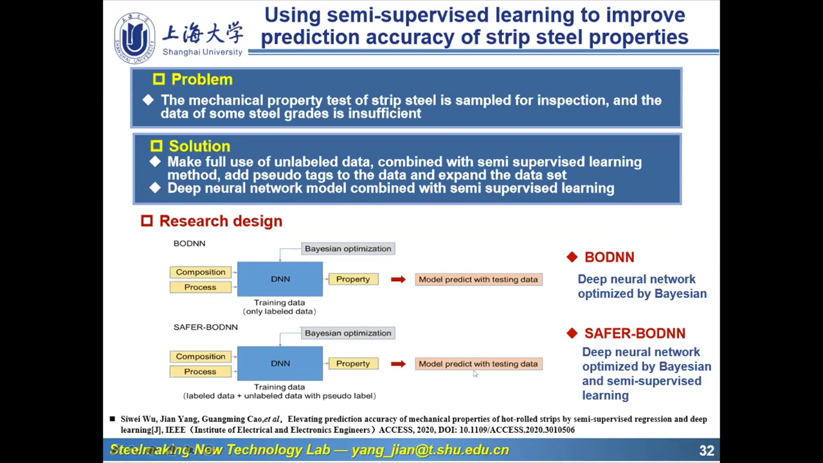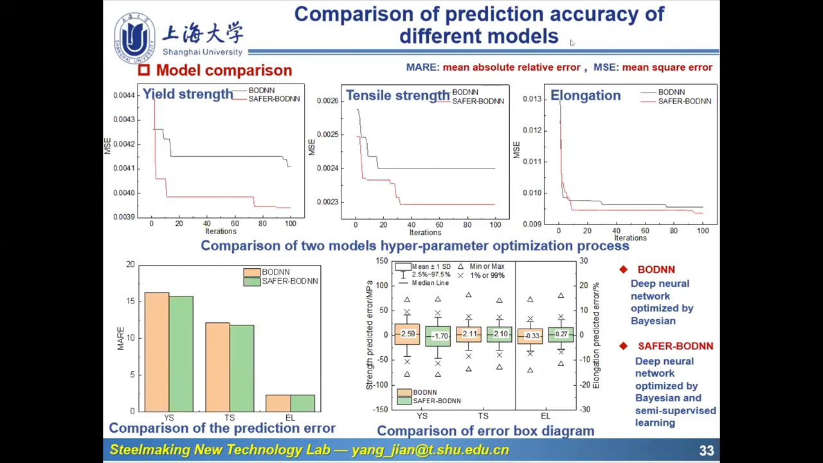So in this study, we compare these two models. One is Borden, a deep neural network optimized by the Bayesian. And the second one is Safer Borden, a deep neural network optimized by the Bayesian and semi-supervised learning. In the Borden, we just use the training data, only the labeled data. In the Safer Borden, we use the training data, the labeled data and the unlabeled data with the pseudo label.